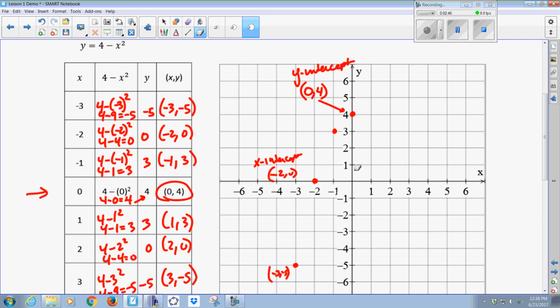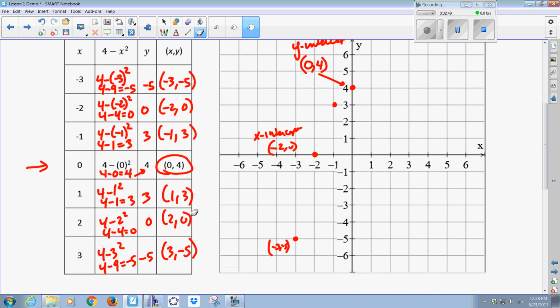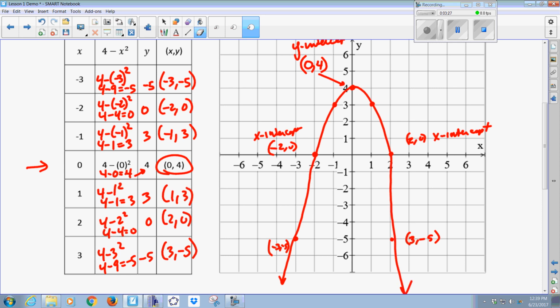And now we hit (0, 4), and notice that at 1, we're starting to fall back down again. From the height of 4 here, we're now at 3. And at 2, we're sitting on the x-axis again. So that's another x-intercept. We have 2 x-intercepts here. And at 3, we're back down at -5. So if you were to do a quick sketch of this graph, you would connect these 7 dots with a curve, and your graph would look something like that. Well, I got a little off there at the end.